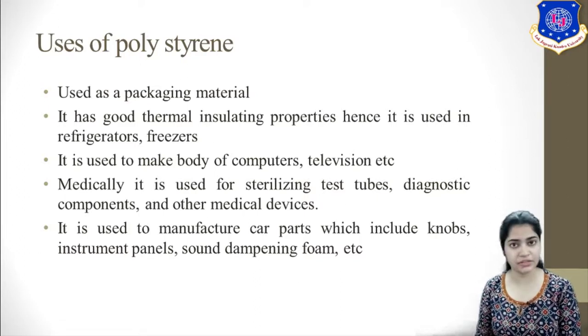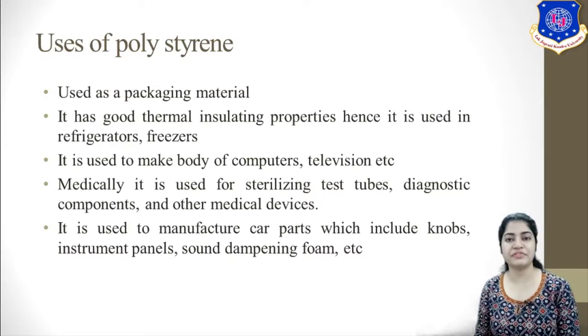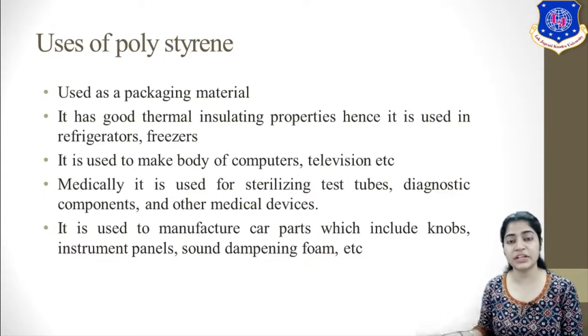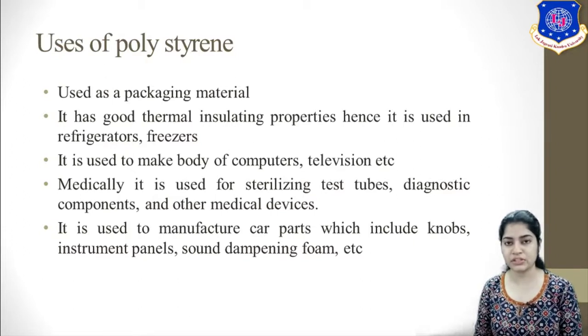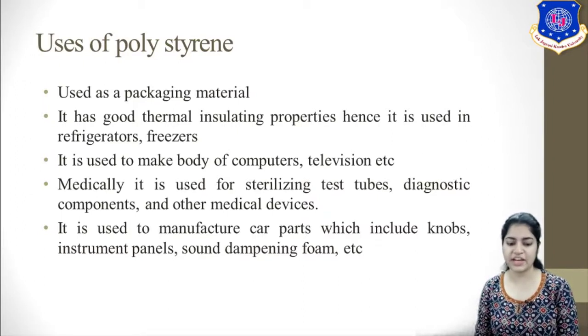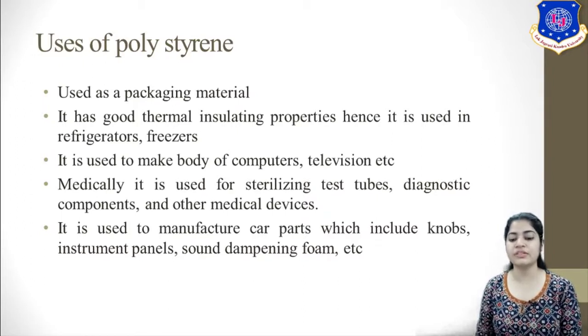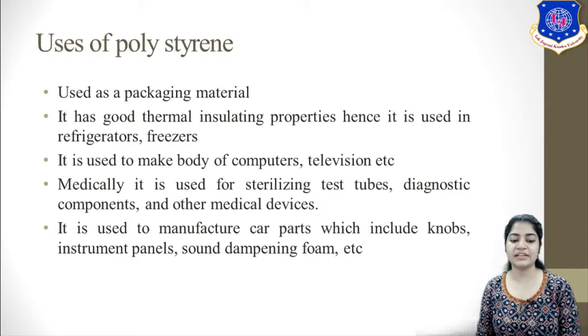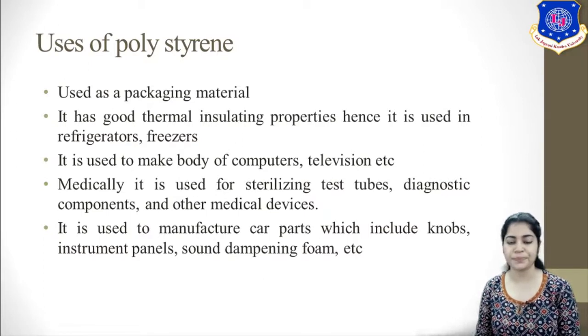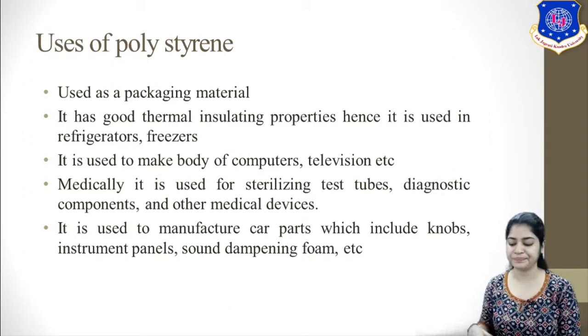It has good thermal insulating properties. Hence it is also used in refrigerators and freezers. What is the work here? As an insulator, right? It is also used to make the body of computers, televisions, etc. So the hardware of electronics is made of polystyrene. If you are talking about medical use, then it is used for making sterilized test tubes, then diagnostic components and other medical devices also. It is used to manufacture car parts, which include knobs, instrument panels, sound dampening foam, etc. So these are certain uses of polystyrene.